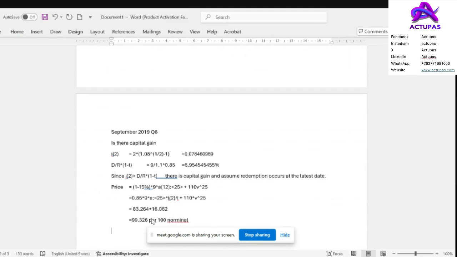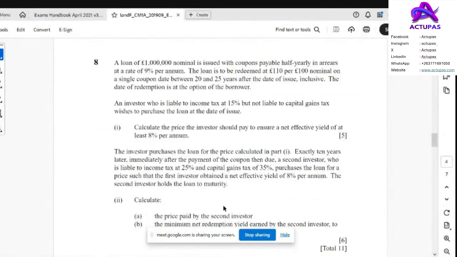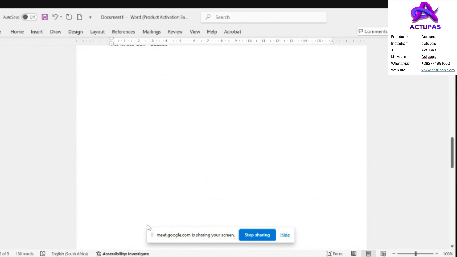And this is 1 million nominal. So for the whole loan, 1 million nominal, if this is per 100 nominal, this will then be for the whole loan. This is 993260, and this would be your solution.